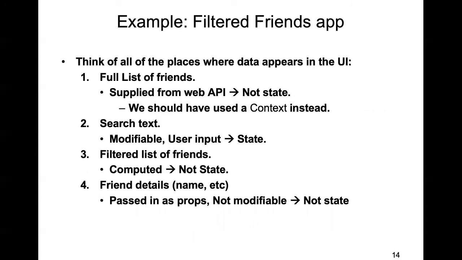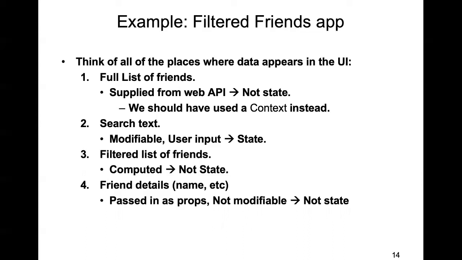Okay, so putting all of that together, if you think of the UI of the filtered friends in terms of the data that appeared on the UI, the only data that will really transpire to be state is the text box. But just in terms of data, we had a list of friends. Well, the full list of friends actually is domain data, our model data that came from the web API, and we've already said you shouldn't store that as state, even though I did store it as state, but I've already explained why I had to.